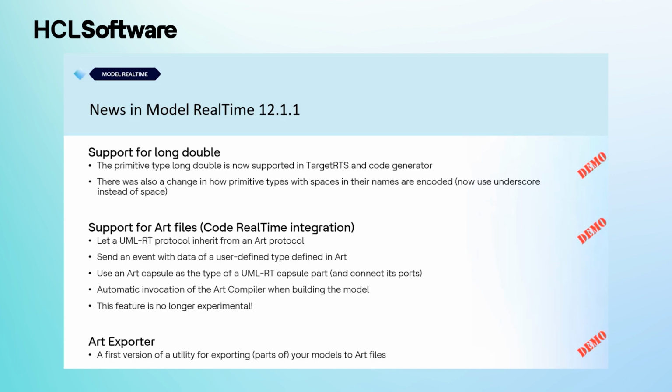We also started to work on a utility that can help you to export parts of your models to Art files. This is called the Art exporter, and it's available as a separate utility. So in this first version, it focuses only on supporting types, but later on this will evolve into being able to export a full Model RealTime model to Art files.